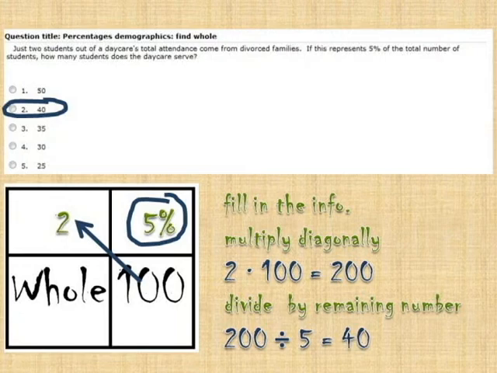This makes sense. It's not 50%, it's not 60 or 70 or even 10%. It's only 5%, so I would expect that 2 students would be a very, very small part out of a much larger whole of 40. So this gives me my answer. There is a total of 40 students at the daycare. Only 2 of those students was 5%. I wanted to know the whole, which was 40.